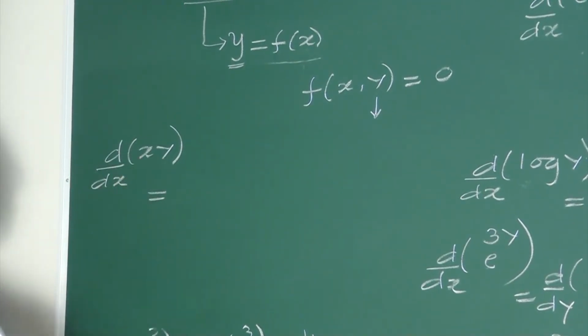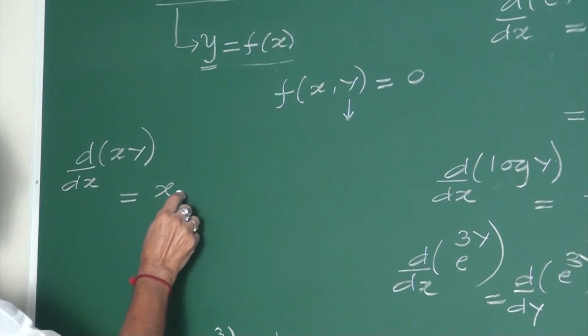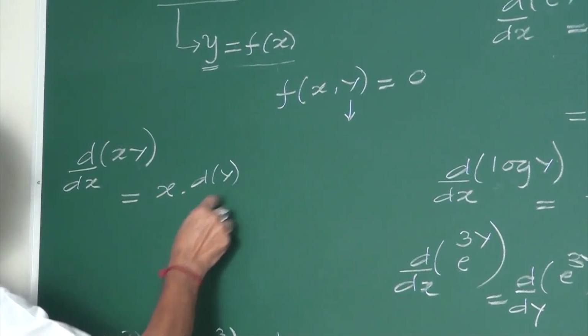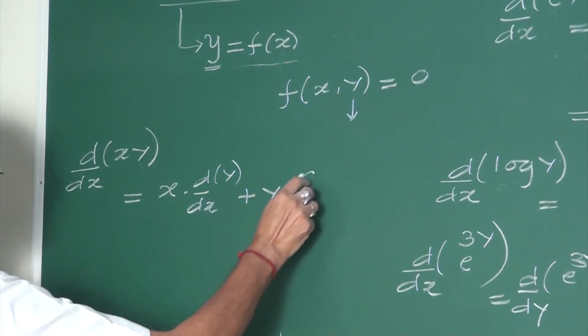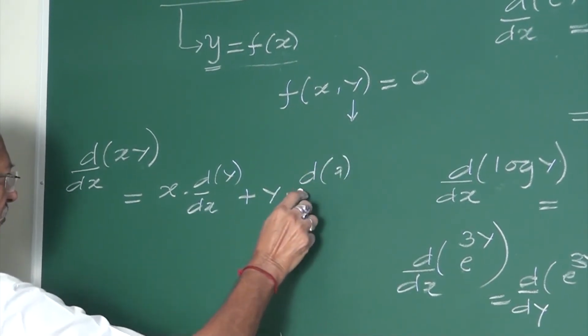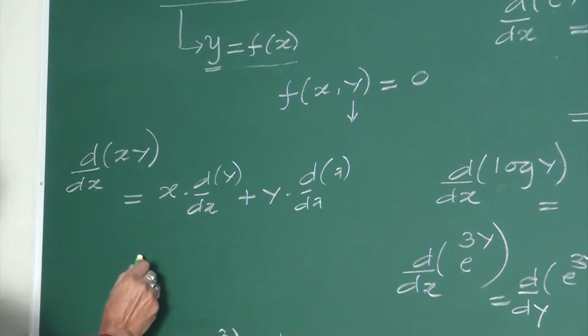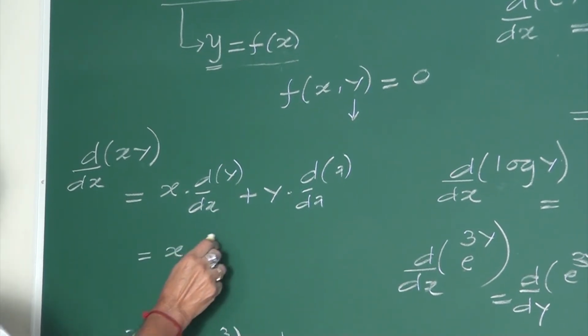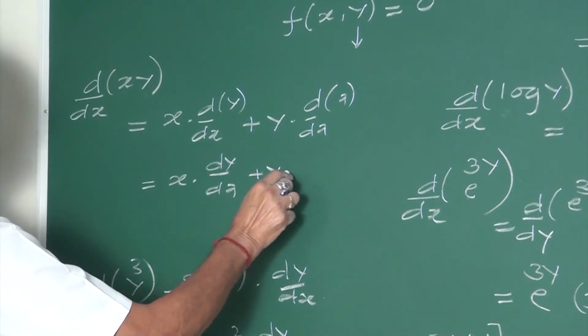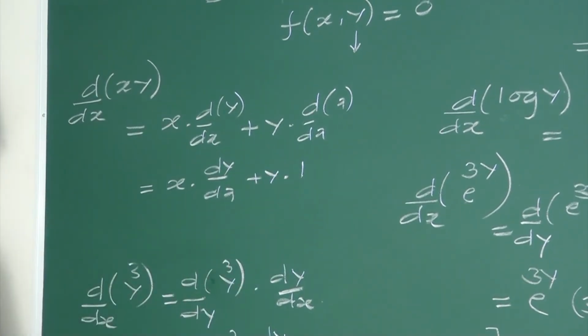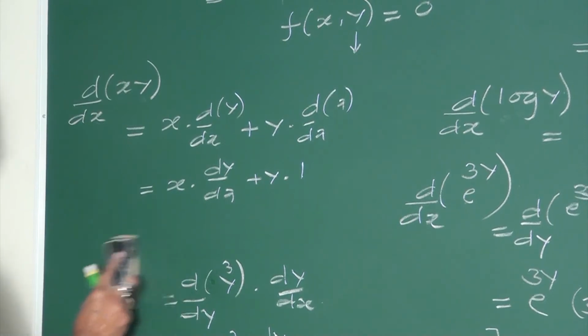As it is a product, you have to apply the product formula: first function into derivative of second function, plus second function into derivative of first function, with respect to x. Right, the derivative. What is it? x into derivative of y, plus y into derivative of x, which is 1.